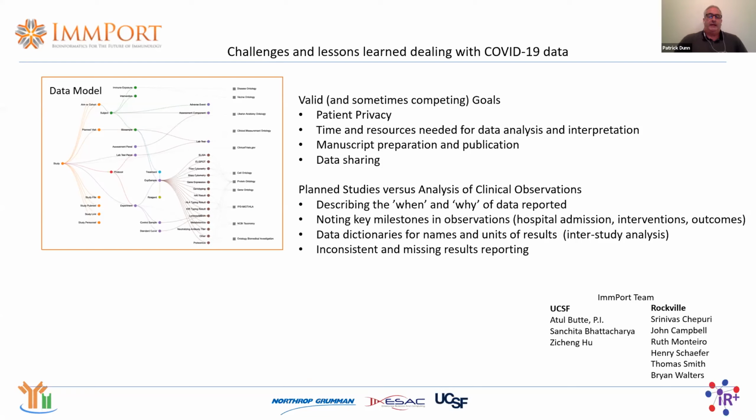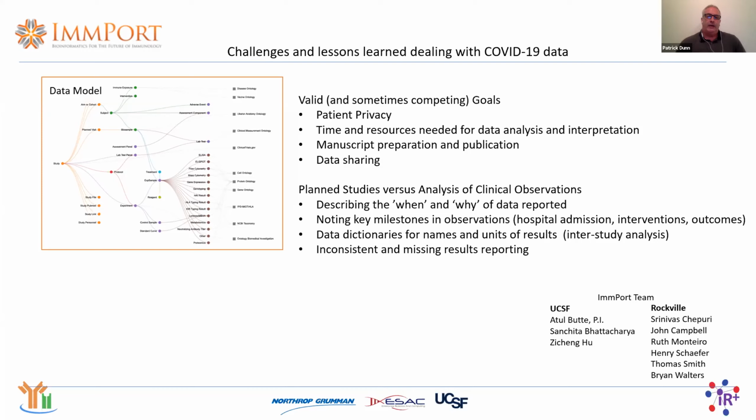We've noticed, again, this COVID work has brought to our attention over and over again that planned studies, data capture, sharing and curation are very different from analysis of clinical observations. Describing the when and why data is reported is very important. It may not come up in an EHR. That's not what they're necessarily designed to do. So putting that structure around it is very important. Noting key milestones in the data sets. So the observations, as Bjoern noted, hospital admissions, the types of interventions that were done, what are the outcomes for the patients? How is that all described?